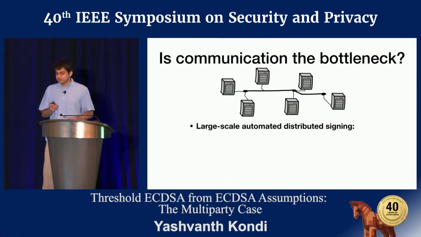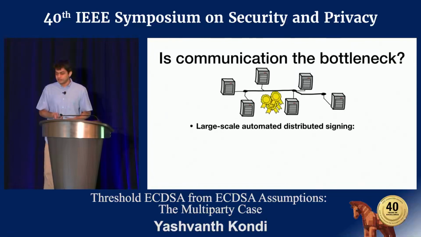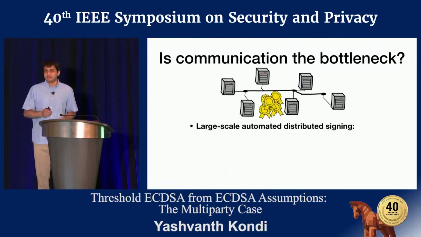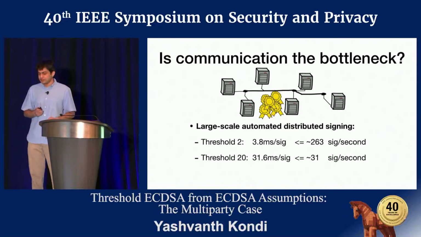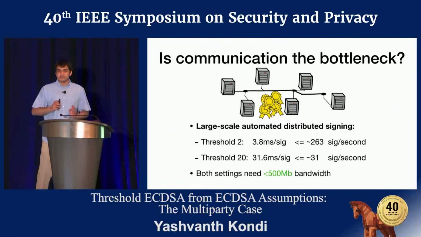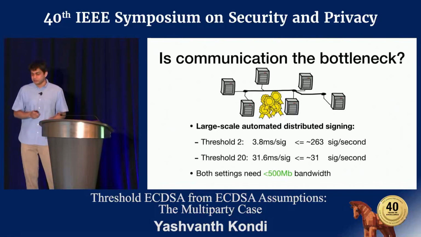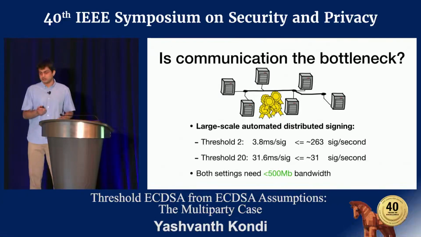And on the other end of use cases, consider like a large-scale automated distributed signing with a number of servers rigged up together to be able to produce a number of signatures. That's what we're aiming to optimize here, the throughput, right? And just by computation cost, which may I remind you is fairly efficient for our scheme, it's pretty quick. The throughput is limited to about 260 signatures a second in the low threshold setting and about 31 per second in the high threshold setting. And in both these settings, we need less than half a gigabit of data to be transmitted per party, and this is quite reasonable to assume that we can do this with gigabit connections and the like.